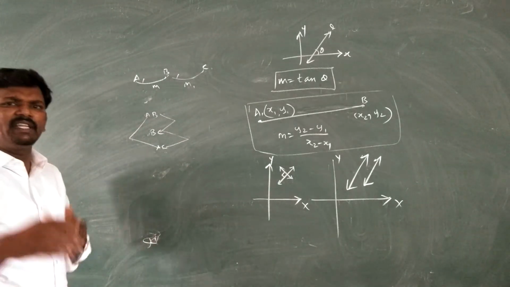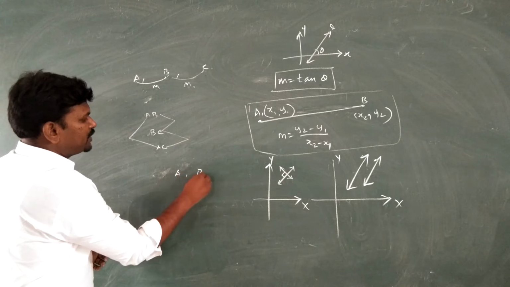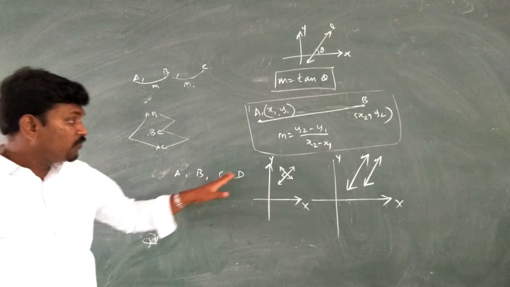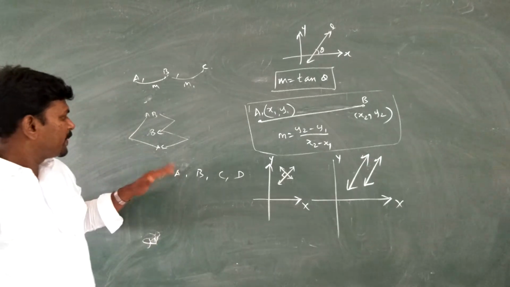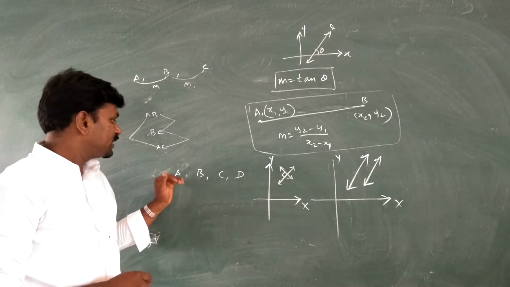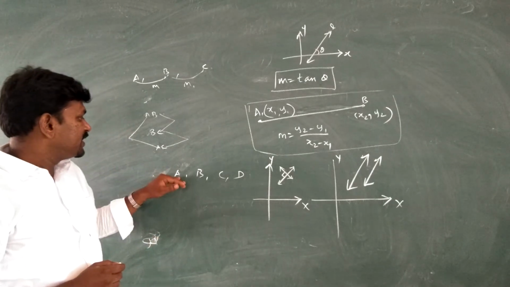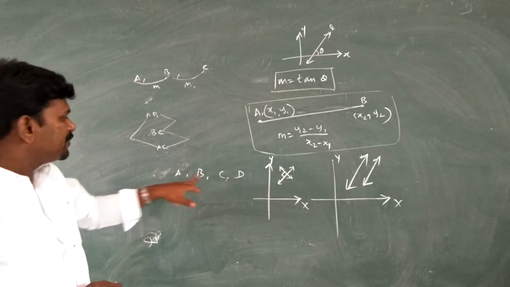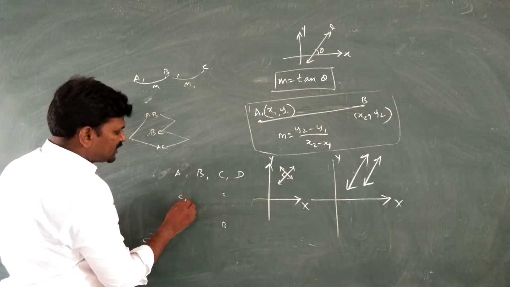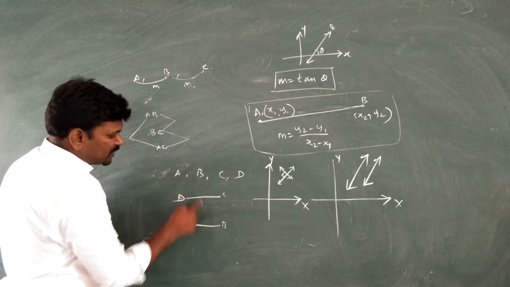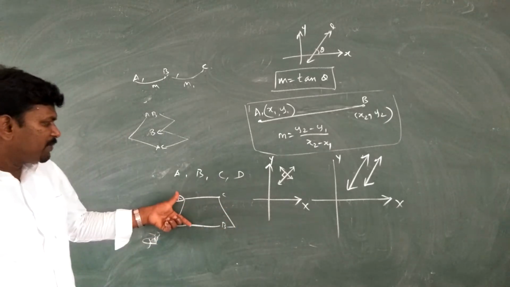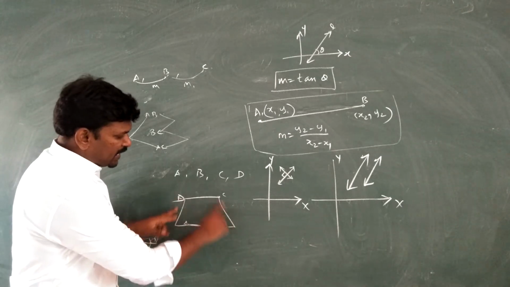Then they will give 4 vertices A, B, C, D. It may be different, P, Q, R, S, whatever it may be. They will give 4 vertices and ask us to show that ABCD is a trapezium. In the exercise one question is like this. If ABCD is a trapezium, how will it be? These two slopes will be the same and these two slopes will be different. The slopes of parallel lines will be equal. The slopes of non-parallel lines will be different.